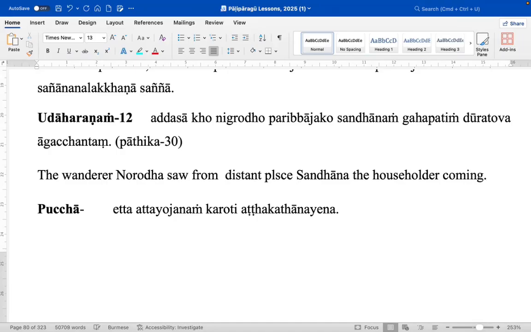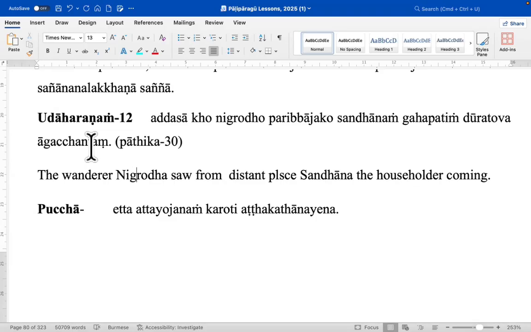Okay. So here, Agachantan refers to Ghabate Santana. This Santana is the name of the householder. Prabhajaka, the mendicant, his name is Nigrota. So here, coming is the action, and person and being, they go hand in hand.